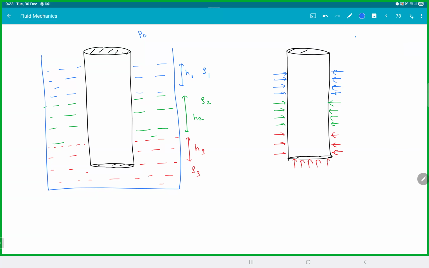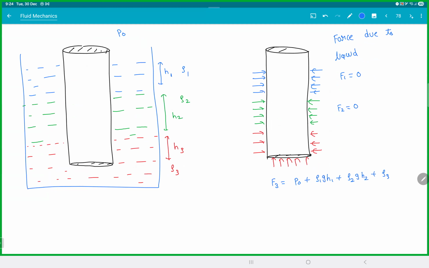So force due to the liquid: F1 is 0, F2 is 0, F3 will be P naught. You need to find the pressure at the bottom, plus rho 1 G H1 plus rho 2 G H2 plus rho 3 G H3. That is the total pressure at the bottom into pi r square. This is the force due to the third liquid.